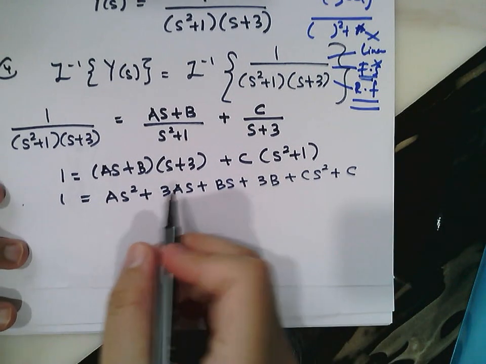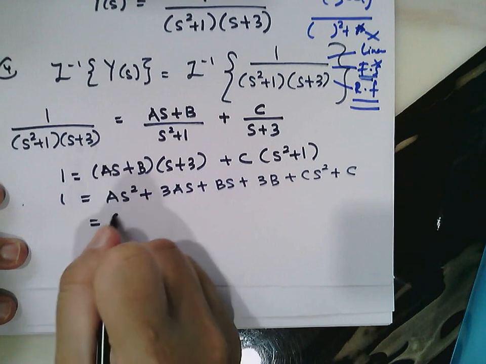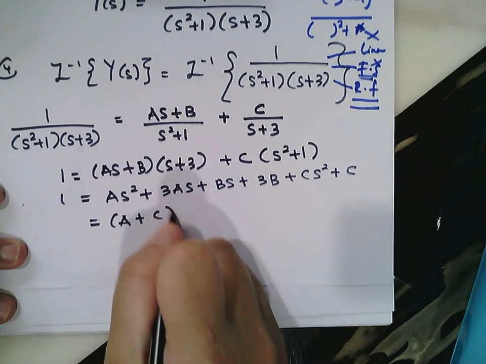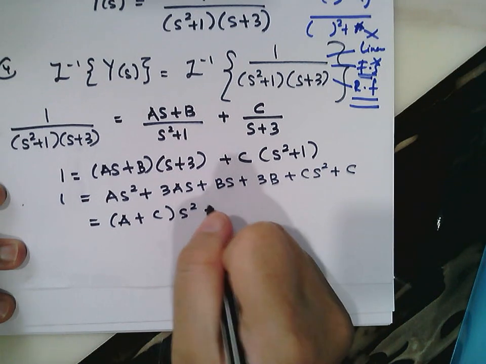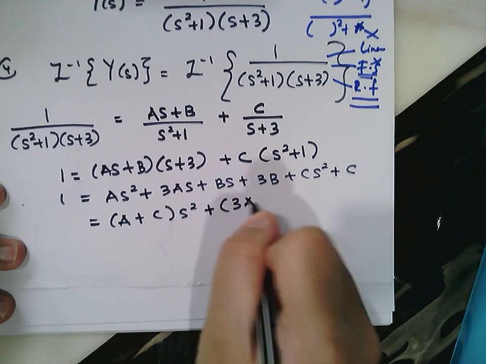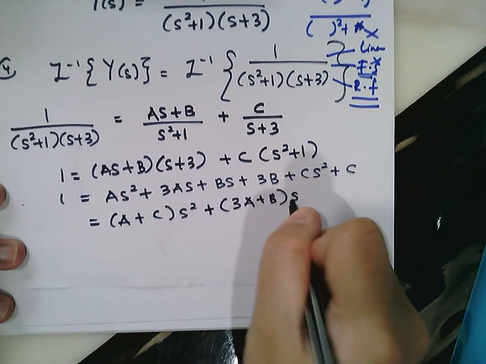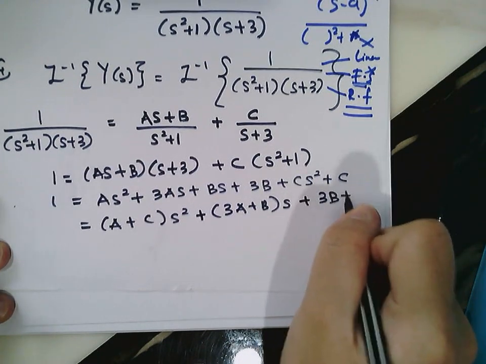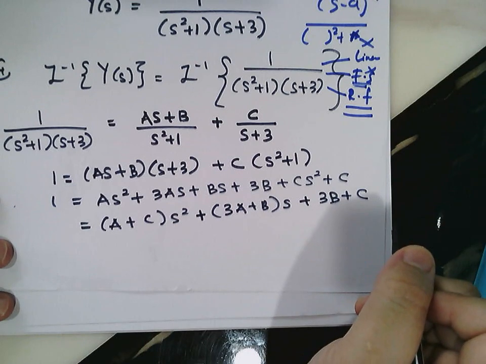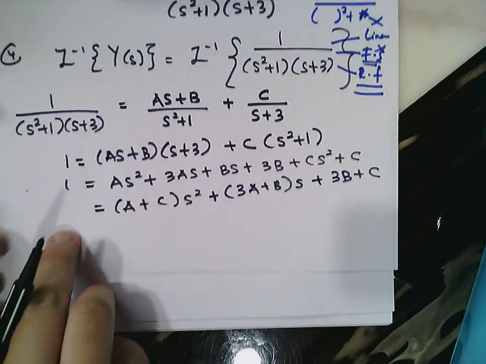So the first one is s squared, so you will have a plus c s squared. Next one is variable s, which is 3a plus b s, and the last one is 3b plus c. Okay, so compare left hand side with the right hand side.